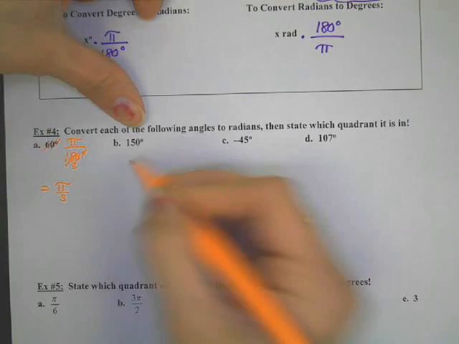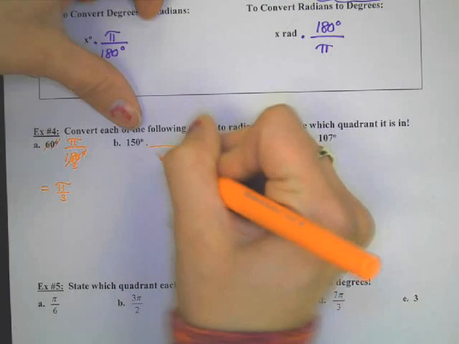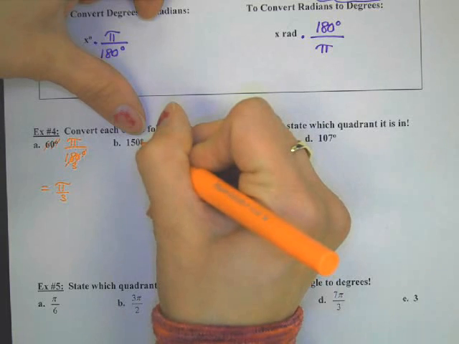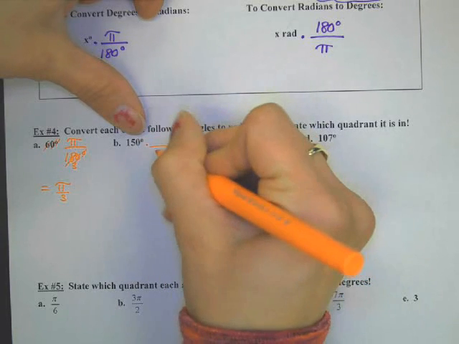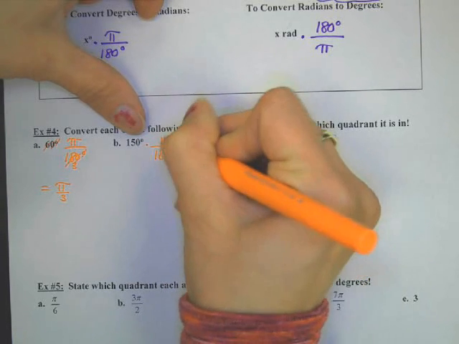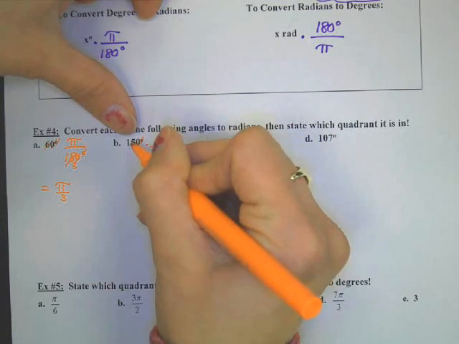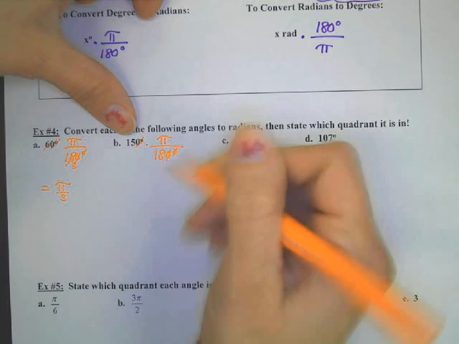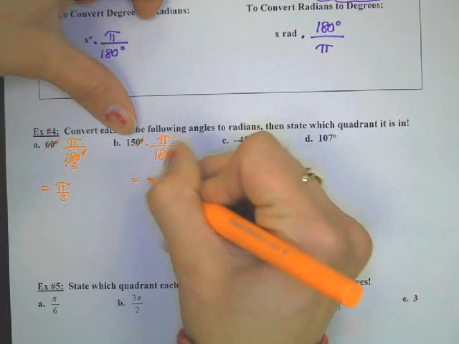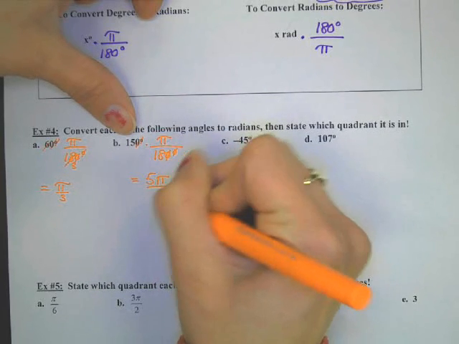Now let's do 150. We're going to multiply by a fraction. You want degrees to go away, so where do they have to go? In the denominator. 180 degrees is the same as pi. Degrees go away. Zeros go away. 15 over 18. That can simplify to 5 pi over 6.